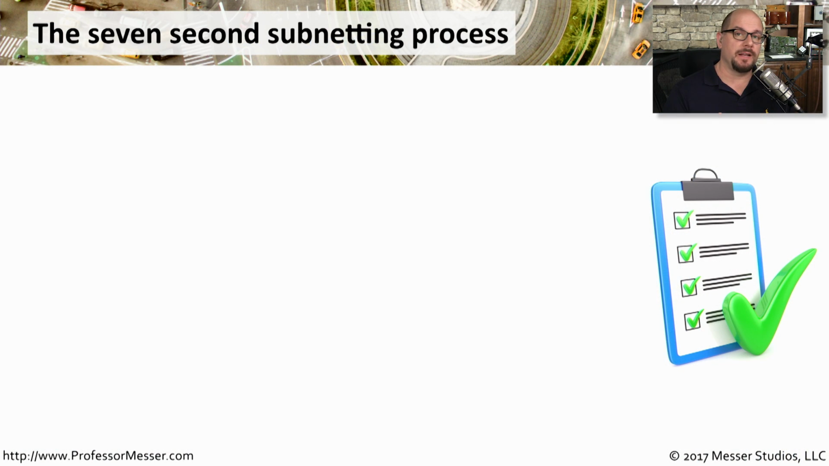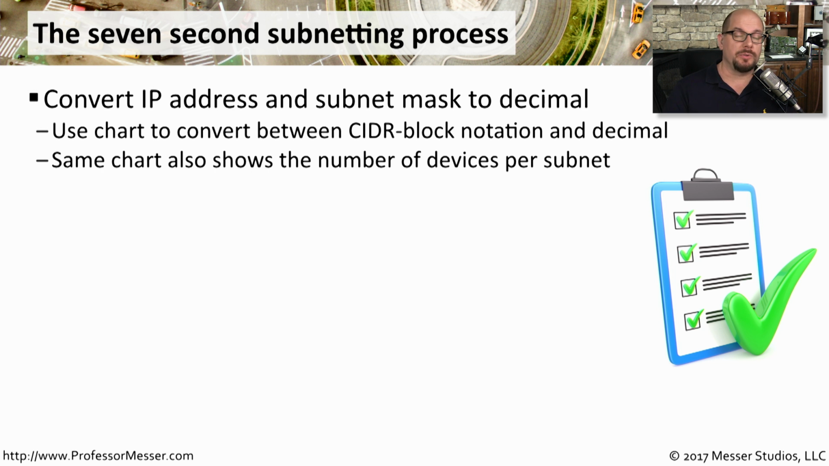Now that we have our charts available, we're able to subnet. The things that we're going to be able to derive from these two charts is that we're going to be able to convert the IP address and a CIDR block notation into the decimal form. That first chart that we created allows us to do this very quickly. That chart is also going to show us how many devices per subnet will be on this particular network.